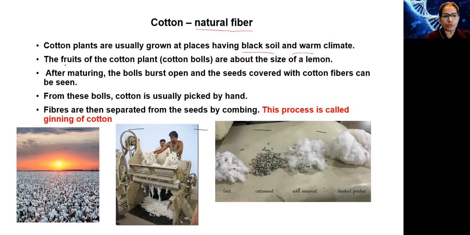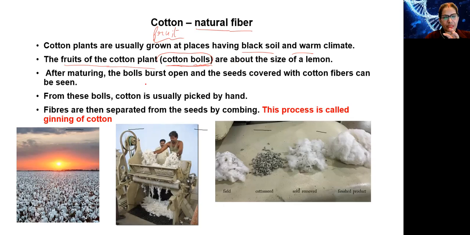So the fruits of the cotton plant are known as cotton bolls. Here the spelling is not BALL, it is BOLL. It is the fruit. So cotton is produced from the fruit. Cotton fiber is a natural fiber, and it is produced from the fruit of the cotton plant. These fruits are known as cotton bolls, and they are about the size of a lemon, nimbu. So they are of that size.